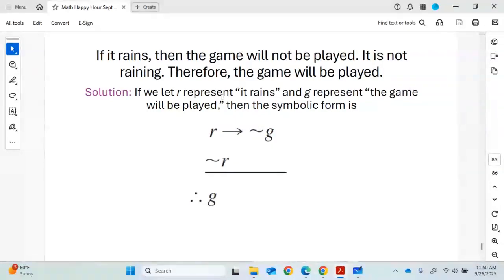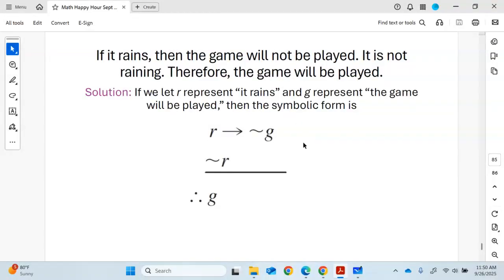I'm going to represent rain by R and game by the letter G. So my first premise said, if it rains, then the game will not be played. Since G represents the game will be played, then my premise is going to be R implies not G. So that was the first premise.